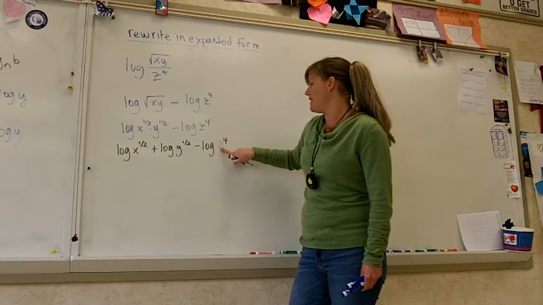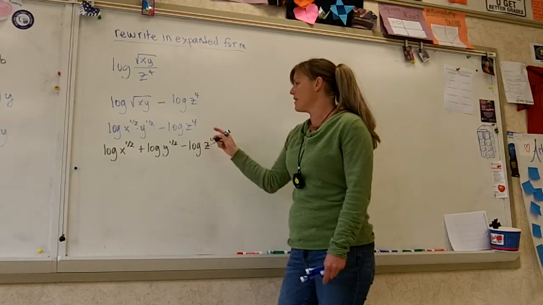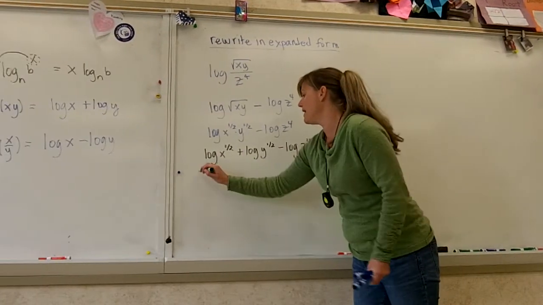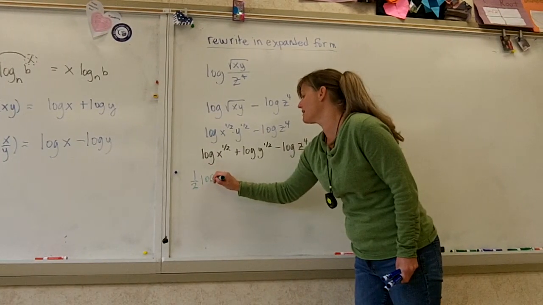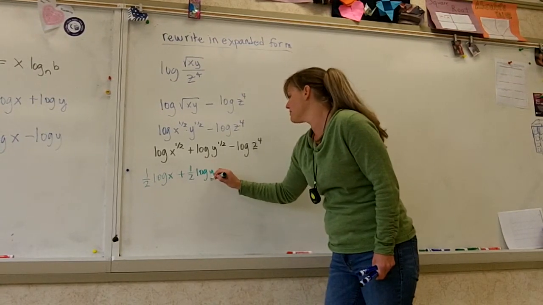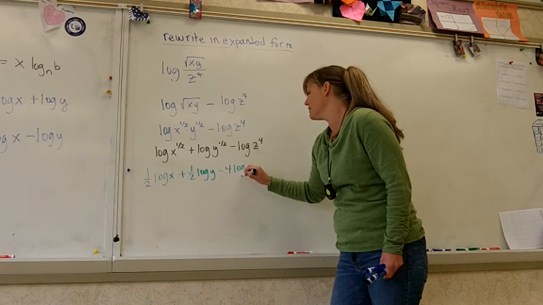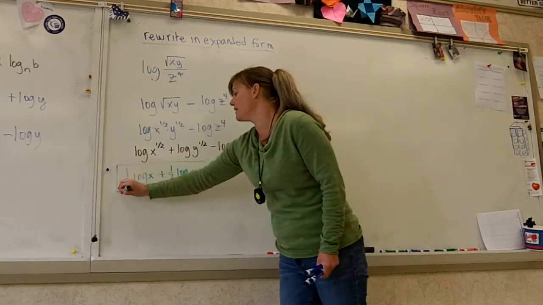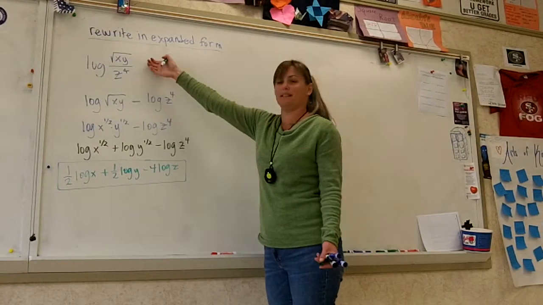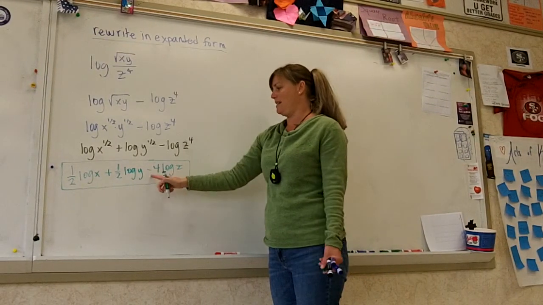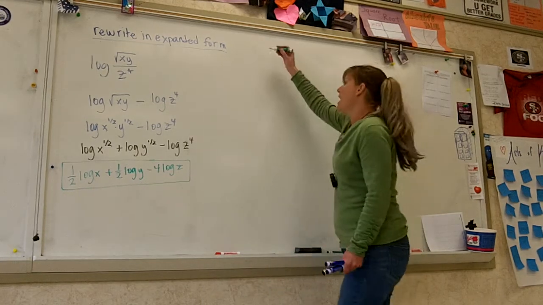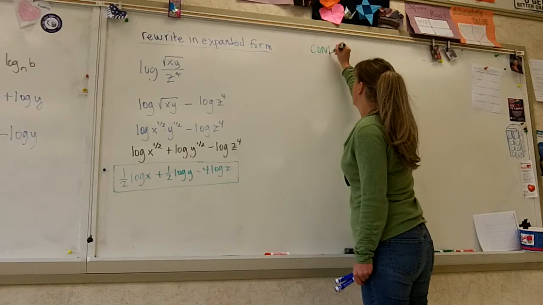And then the last thing that I want to do is just bring all the powers down in front. So the 1/2 can come down, so I end up with 1/2 log x plus 1/2 log y minus 4 log z. And that would be your final answer. Now, not very practical. Like, I started off with this nice compact statement, and then I ended up with something like this. So let's work on going the opposite, and let's condense.